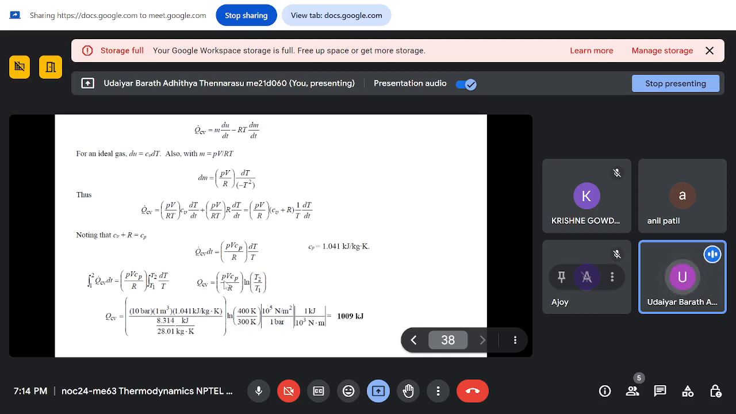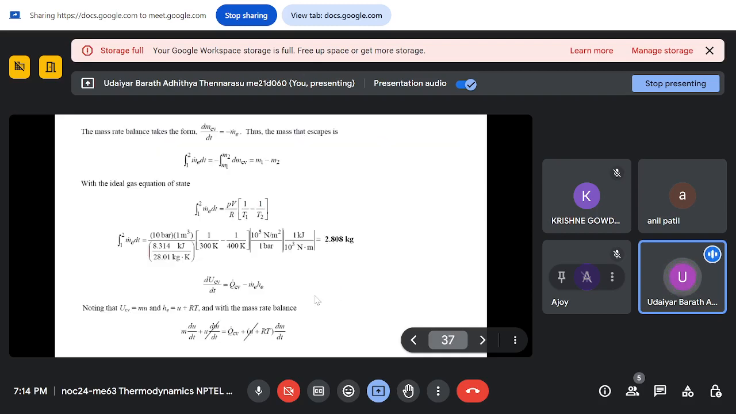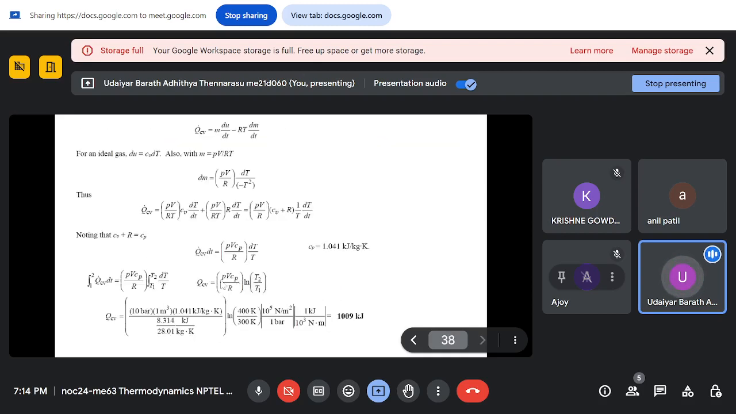So we know pressure, we know volume, we know Cp, which is Cv plus R, and for nitrogen it's given as 1.041 kilojoule per kg Kelvin. And we know temperature T2, which is 400 Kelvin, and T1 is 300 Kelvin. So substituting that in the expression, we'll get the heat transfer as 1000 megawatt. Sorry, 1 megajoule, or 1000 kilojoule. 1009 kilojoule.